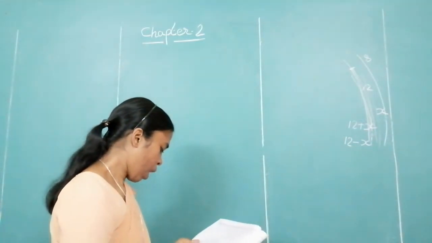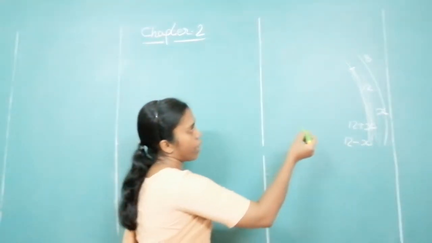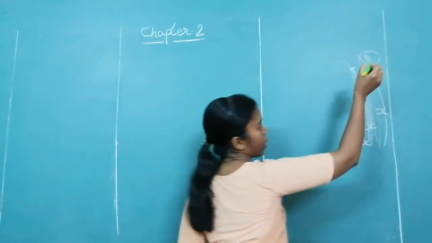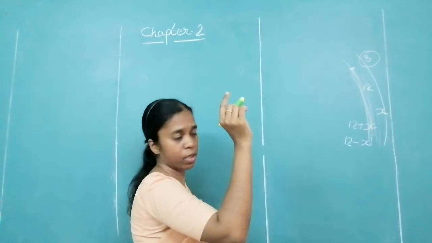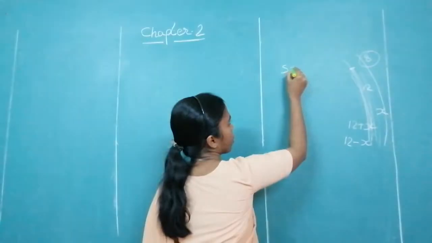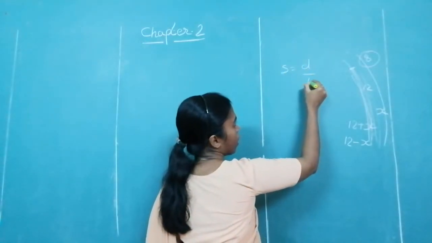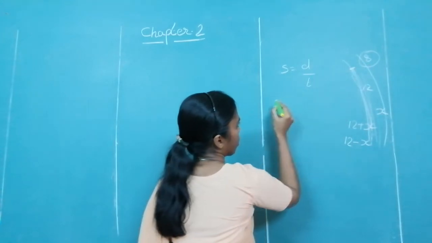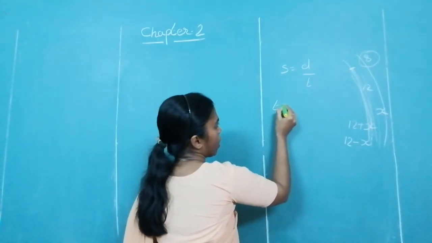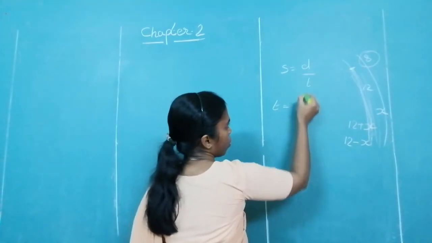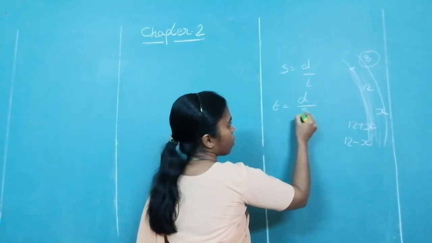Now, how much time has he taken? Time is given together. Again it is speed, time, distance. The formula you know: speed is equal to distance upon time. Now we are given 8 km, so we will consider that in time. Time is equal to distance upon speed.